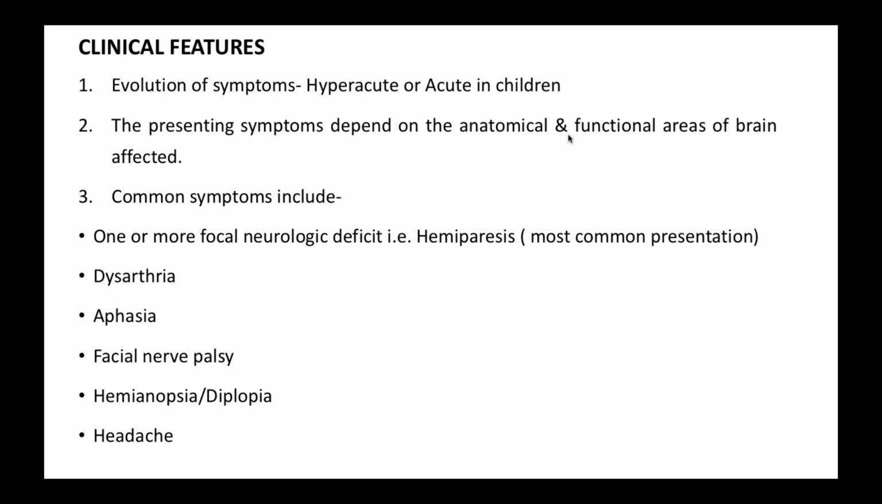The presenting symptom will depend upon the anatomy and the function of the brain areas which are affected. So the common symptoms that usually occur in a child are one or more focal neurological deficits. That is the major clinical symptom. Then there may be dysarthria, aphasia also if the ischemia occurs in that area. Then facial nerve palsies may be there, hemianopsia or diplopia, and headache.